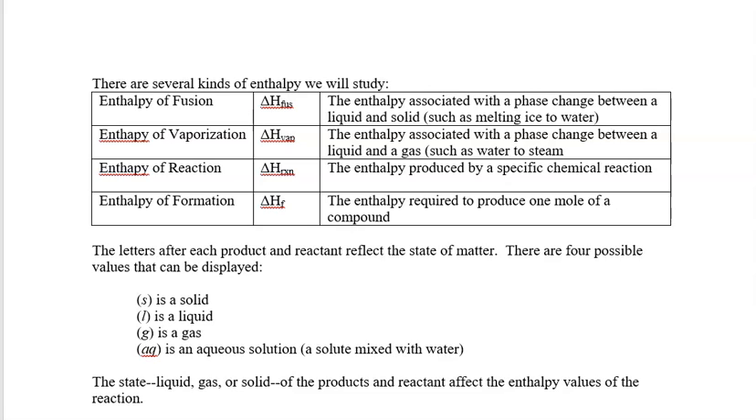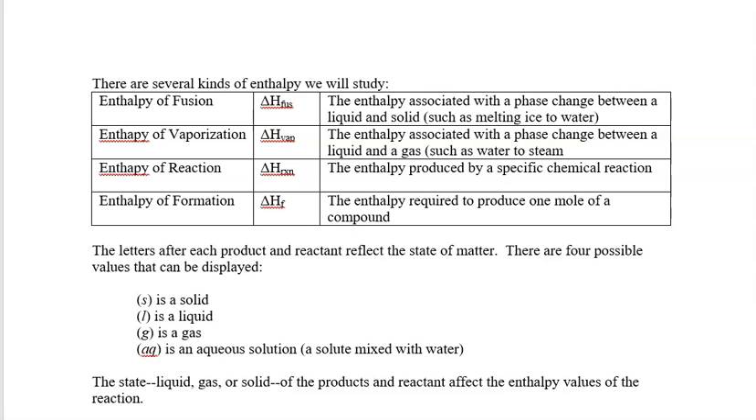All right, the letters after each product and reactant reflect the state of matter. There are 4 possible values that they can display. Solid, which is what you would think it is. Liquid, which is a pure liquid like pure water. We've talked about that. Gas, which is a vapor or unattached molecules of some sort. And aqueous solution. So we've talked about what the difference is between that and a liquid. It's something mixed into water, and that's AQ. So those are the 4 states of matter that you'll see after the reactants or products of a chemical reaction.